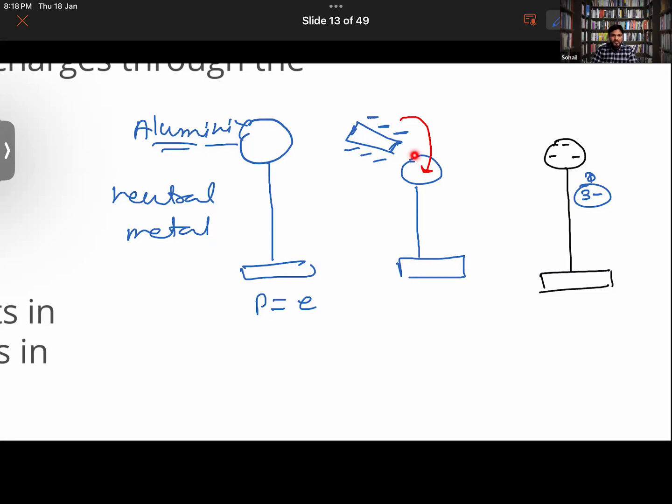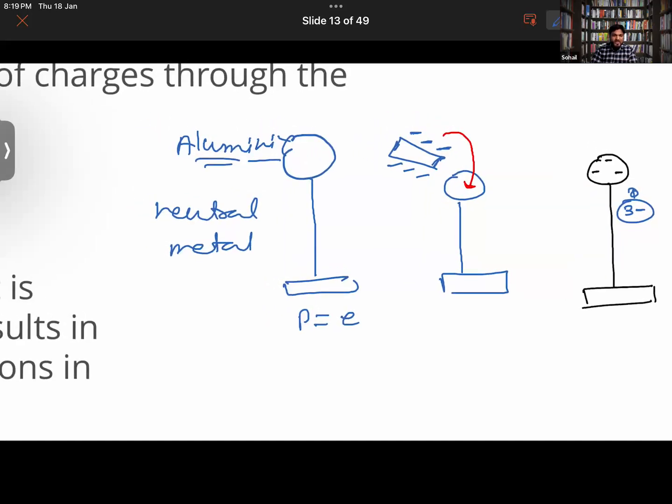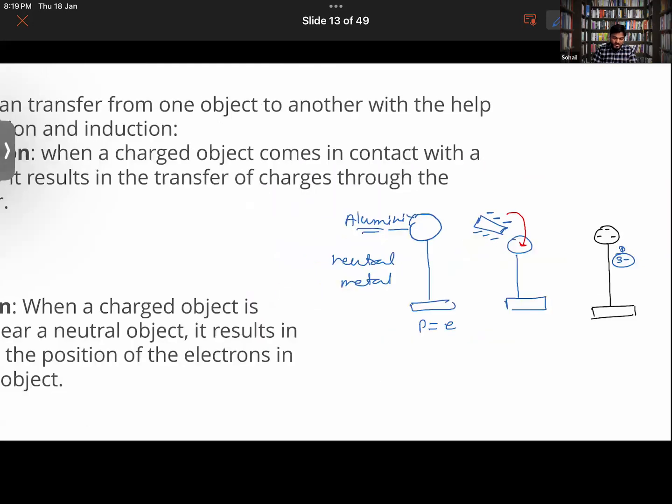So when you bring a charged object near to a conductor, we used the word conductor. We are not saying another charged object. Aluminum is a conductor, right? It is a metal, it's a conductor. So when you bring a charged object near to a conductor, there will be transfer of some charges from this charged object to the conductor. So this method is called conduction. This is charge by conduction.